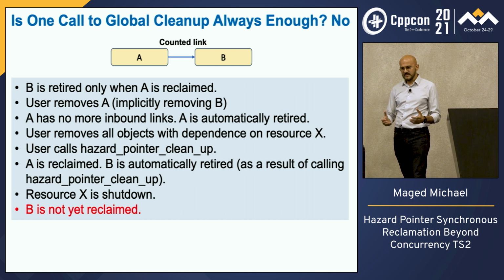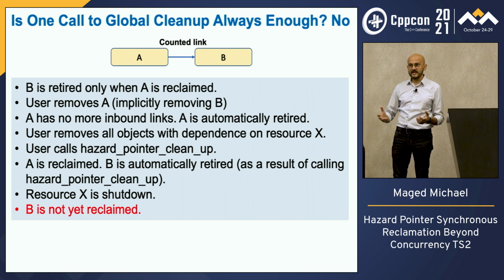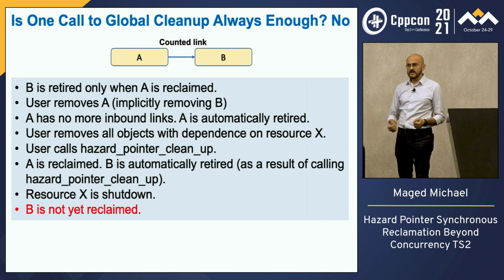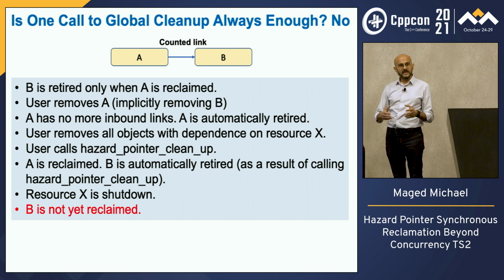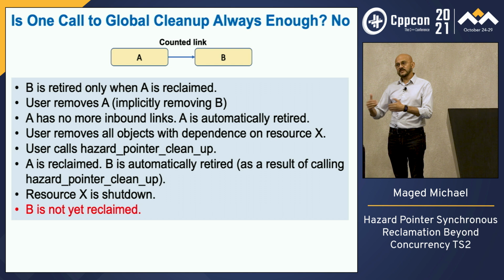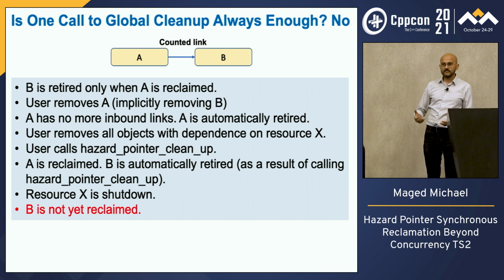So the thread says, okay, I removed all the objects of that type, but I really need synchronous reclamation, so let me call hazard pointer cleanup. It's thinking we need to reclaim A and B. But in this case, cleanup will reclaim A because it was retired before the call. But B is only retired during the call, so it's not even covered by that guarantee. So now resource X gets shut down, but B hasn't been reclaimed yet. So actually we need more than the interface in TS2 in this case.